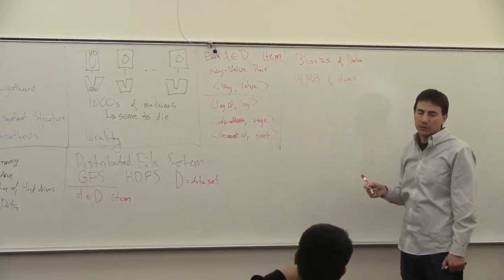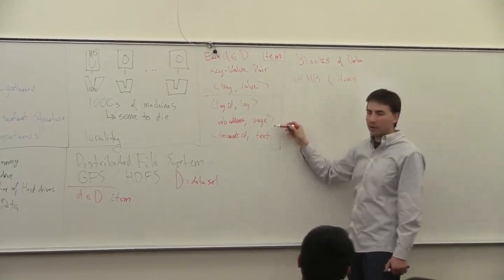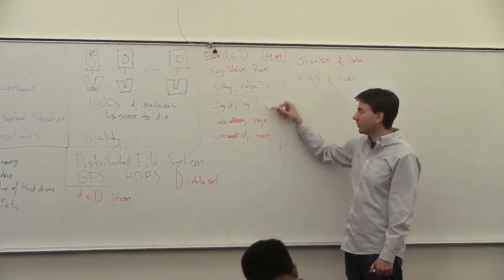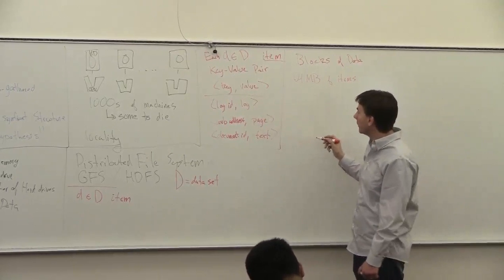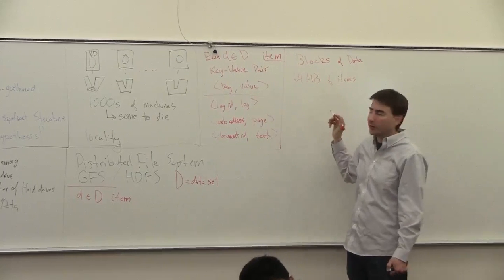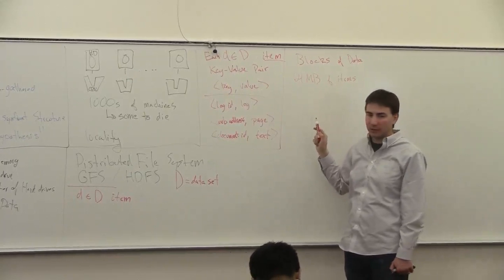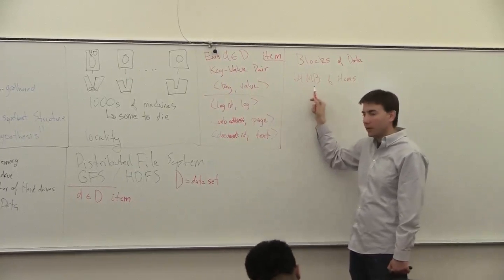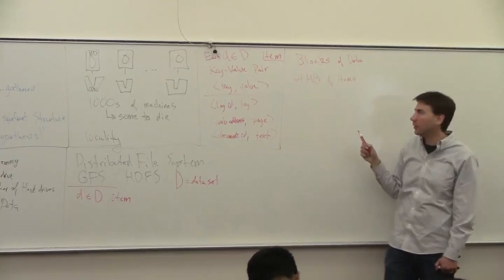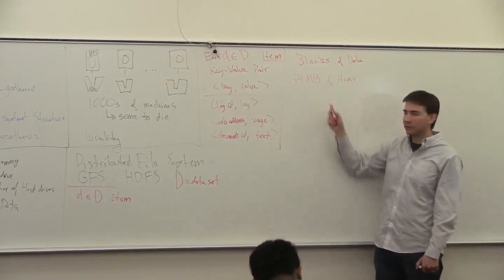So each item has multiple key value pairs? No, a key value pair here is an item. Is an item, okay. Right, so these are examples. Okay. Right. And so a block is going to be 64 megabytes or so. This number, you can change when you build your HDFS. It used to be common for it to be only 32 megabytes, but now I think the common value is usually 64 megabytes.